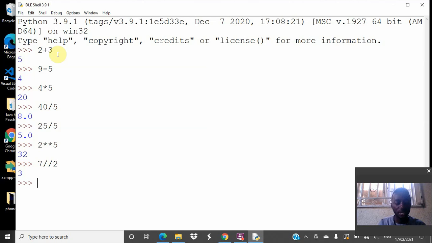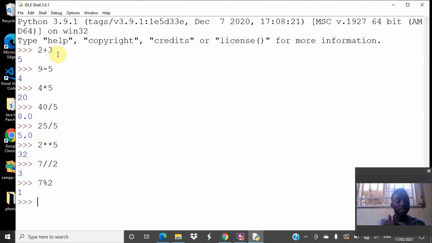Now to find out the remainder, to get the remainder aspect of your operation, you can do that by using the percentage symbol. So I'll say 7 percent 2. It's actually pronounced modulus 2. So you get a remainder of 1. So that's how we can actually do this.